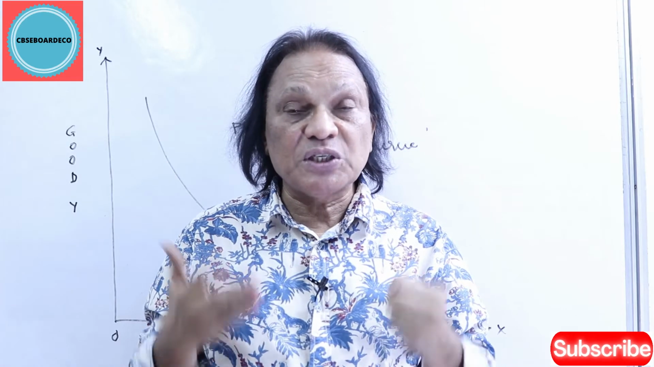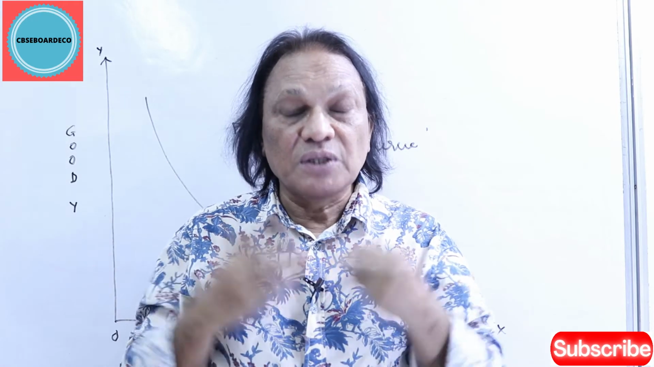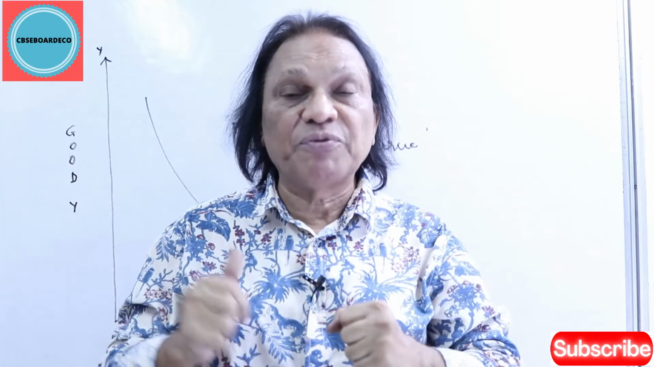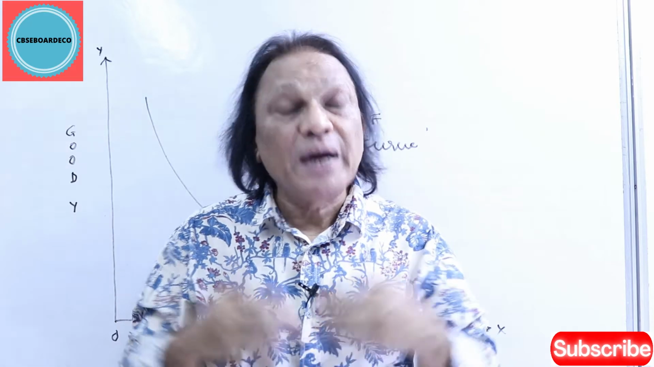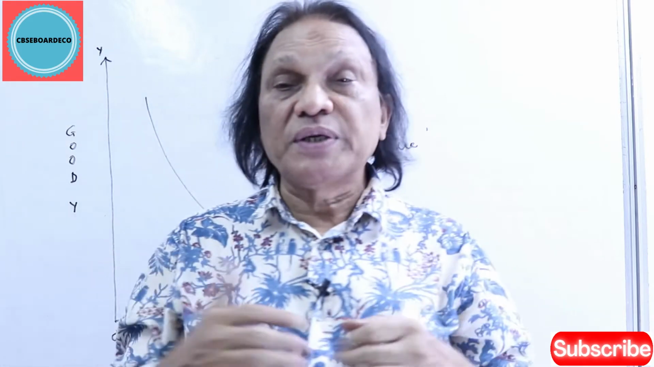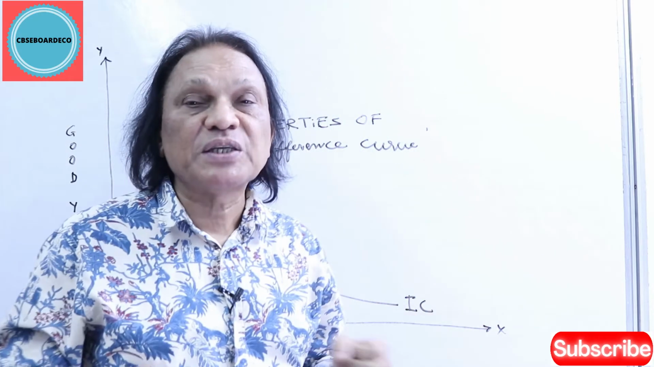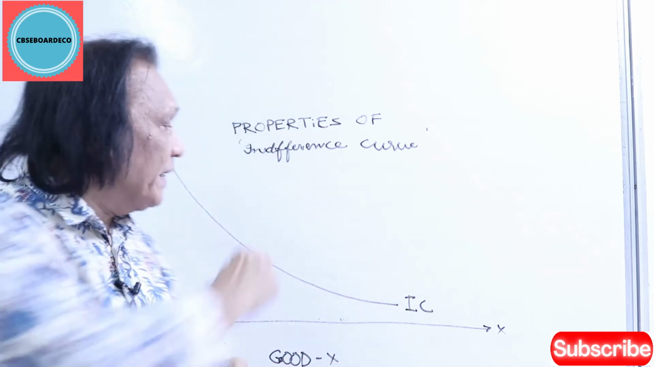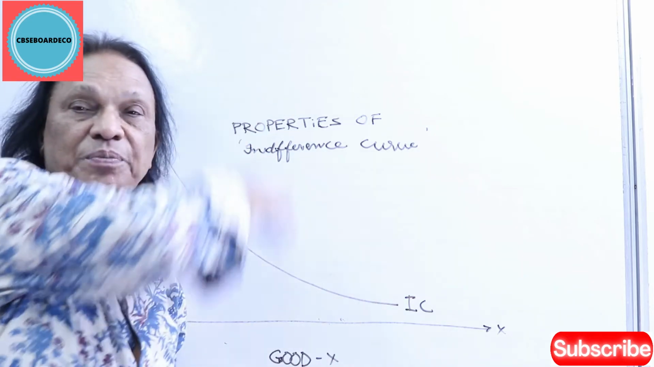Second point, an indifference curve is always convex to the origin. The third point, two indifference curves can never intersect each other. Now some more points, they're not so important, but remember, if it comes for 6 marks, write it. An indifference curve can never be parallel to the x-axis, can never be parallel to the y-axis.